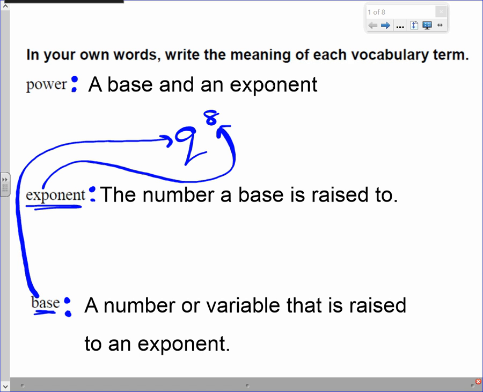And now let's go to the first word. Power is a base and an exponent. So the whole thing, look at it, put a box around everything. This is the power. The base with the exponent is called a power. So three words there, it's all right there. So base and exponent together is a power. Okay?